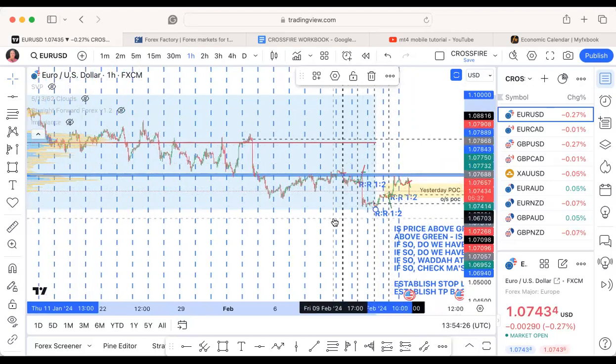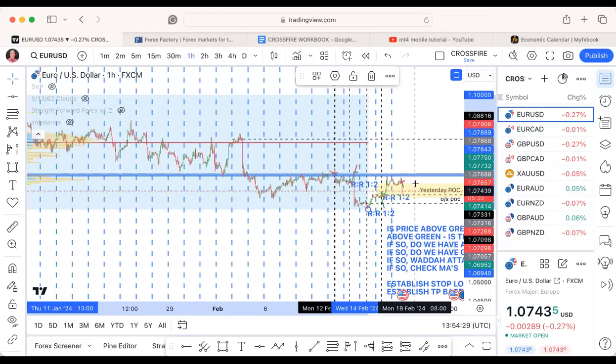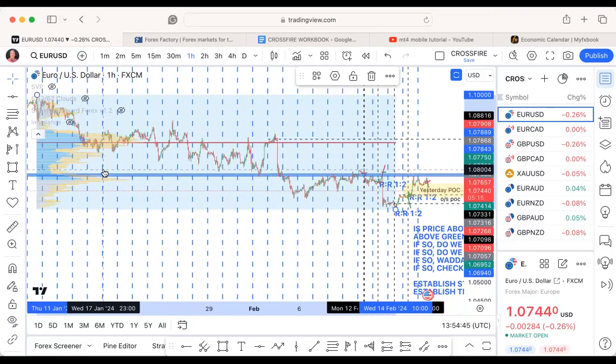So you're basically forgetting about this value area high, value area low, which is like a short-term thing. If you're looking for longer-term trades, you can start looking at these for targets. So that would be a potential target. That would be just using volume profile.